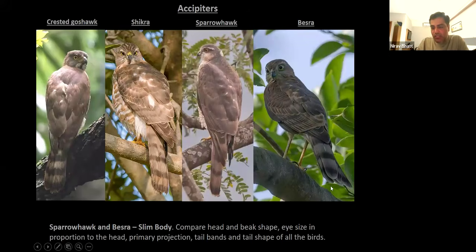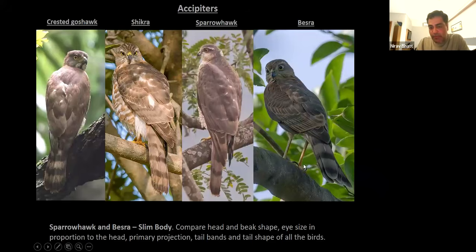The tail, a square tail, that is a straight line in the tail. See the barring here. The tail bands, broad tail bands visible in Besra. Sparrowhawk has also broad tail bands, but not as much as Besra. Besra usually shows 3 tail bands. Sparrowhawk shows 4. Shikra, very finer, and 5 tail bands to the top. Okay. The difference of the tail barrings of plain and dark bands is important here. And Crested Goshawk also similar to Besra, broad tail bands.